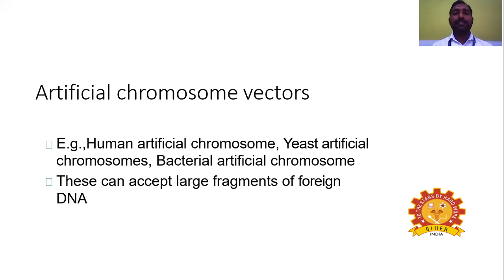So here we have artificial chromosome vectors. There are many artificial chromosome vectors, and they have a larger accommodation size compared with bacteriophage-based vectors. These are human artificial chromosomes, yeast artificial chromosomes, and bacterial artificial chromosomes. These are a few of the artificial chromosomes available for our recombinant DNA technology experiments, and they can easily accommodate very large fragments of DNA.